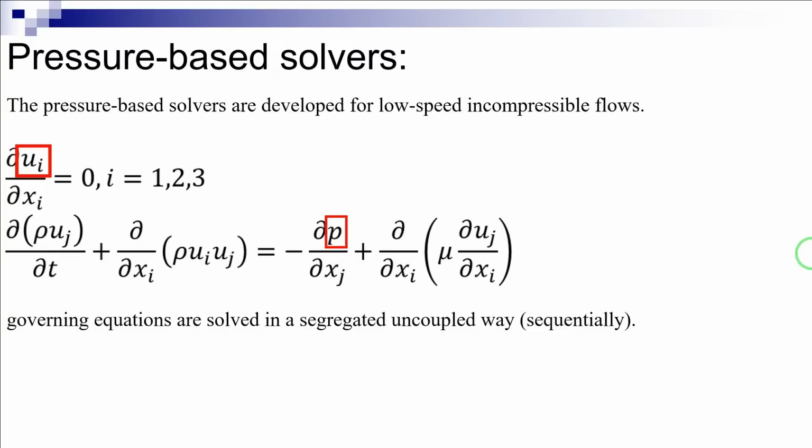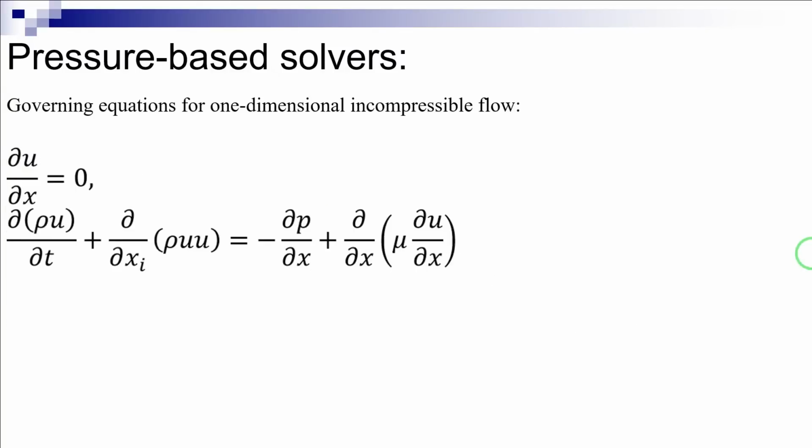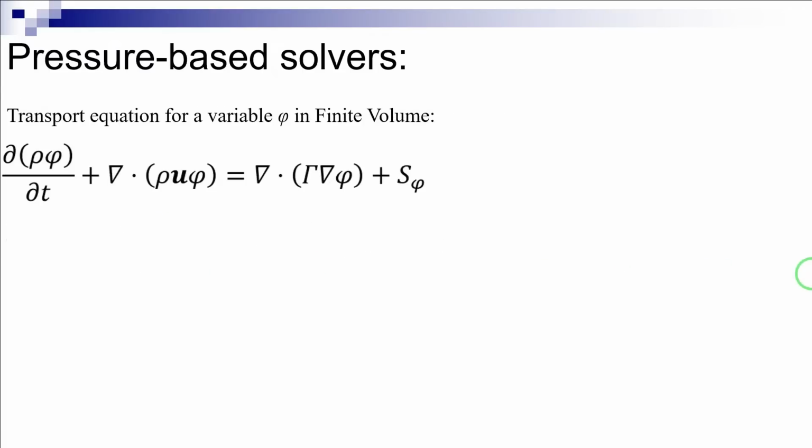For simplicity, the continuity and momentum equations are shown here for one-dimensional incompressible flows. In the finite volume method, the governing equations are written in the form of a transport equation for a general scalar variable phi, as shown here.